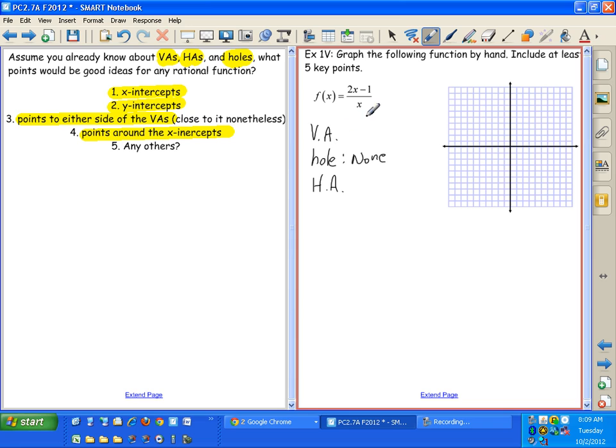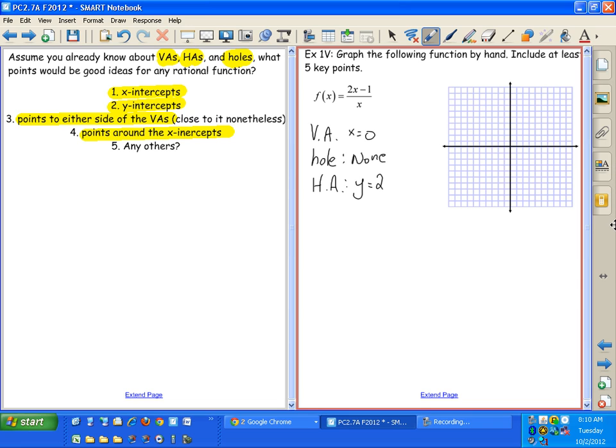Vertical asymptotes are when we set the bottom equal to 0, so when x equals 0. That means we'll have a vertical asymptote at x equals 0. And then remember, for horizontal asymptotes, we compare the powers of the numerator and the denominator. There's a 1 on the x on top and a 1 on the x on the bottom, so the degrees are the same. So we will get a horizontal asymptote at the fraction 2 over 1, or in this case, 2. Now we need to look for x-intercepts, y-intercepts, and then points on either side of our horizontal and vertical asymptotes, anything that we can basically find.